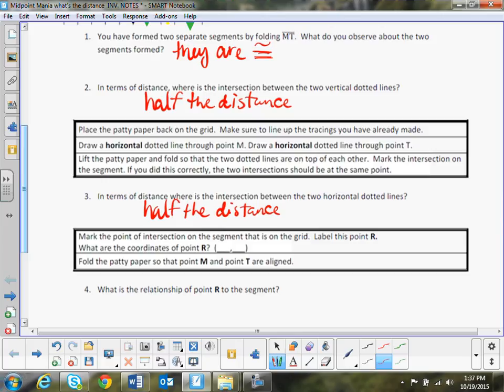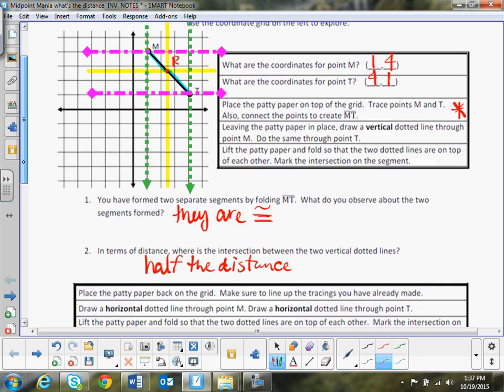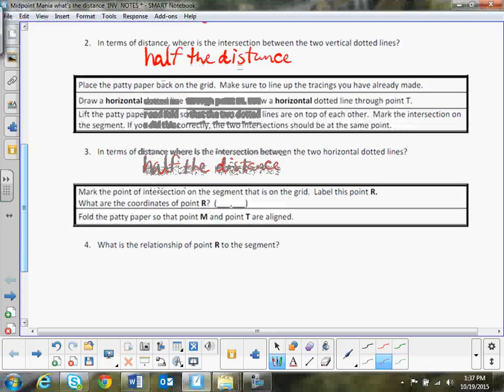So mark the point of intersection on that segment. Label it R. I put mine in red. Label it R. Okay, and what's the coordinate of that point now? 2.5, 2.5. So write that down in this little box.